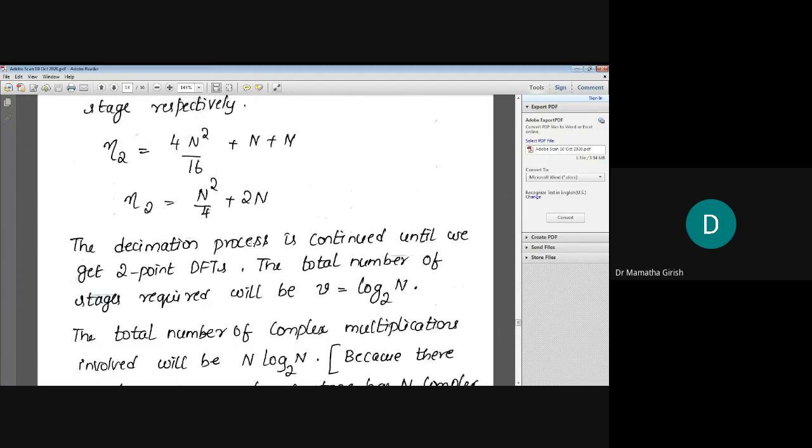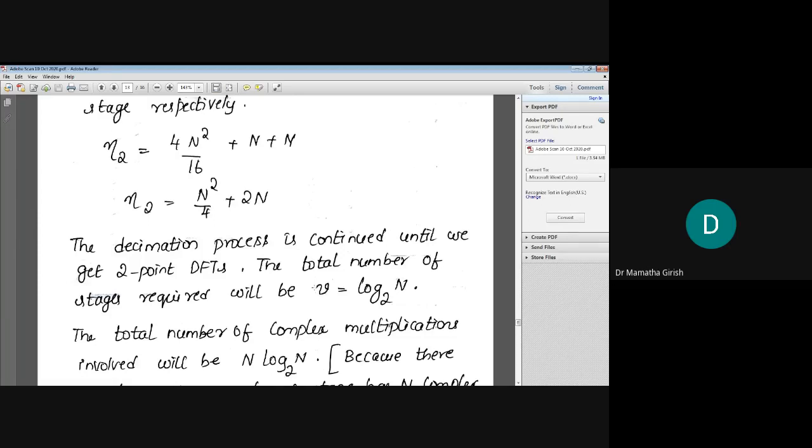The overall algorithm says that this decimation process continues on and on till I reach where? 2-point DFTs. And it has been proved mathematically that the total number of stages required is equal to the value v given by log n to base 2. For example, if they say compute an 8-point DFT, how many stages do I require? v is equal to log to base 2 of 8, which is 3.